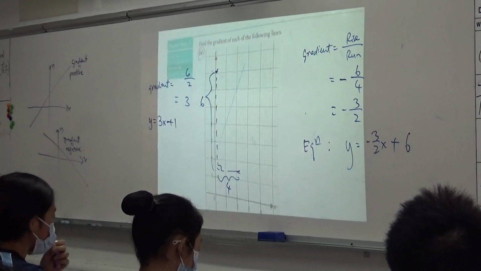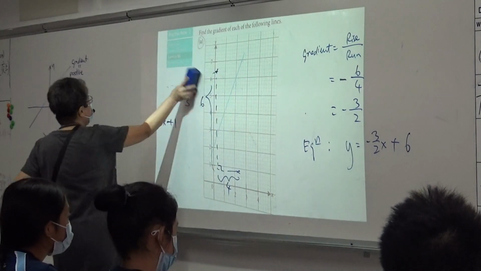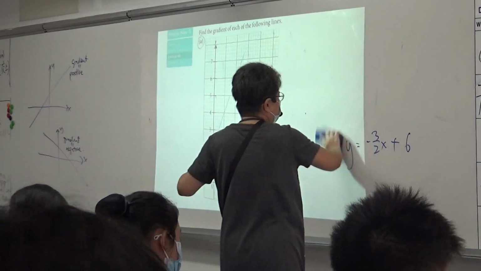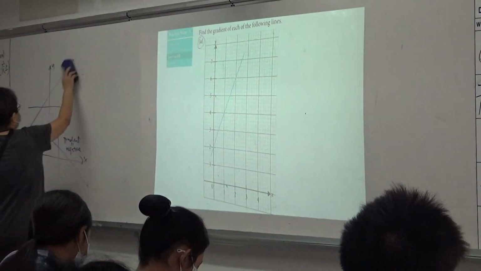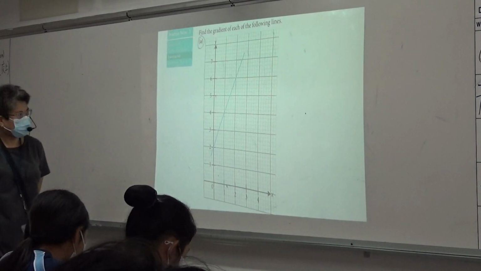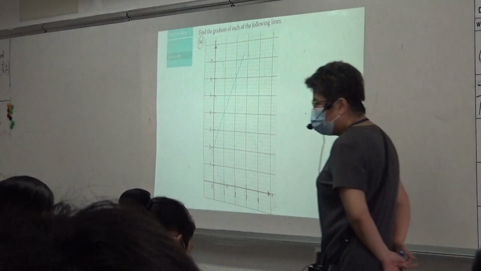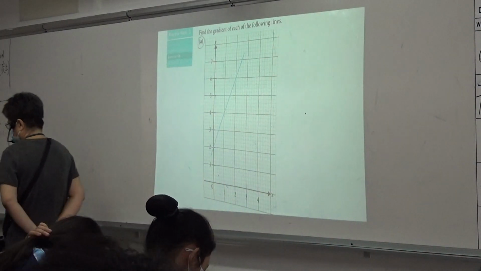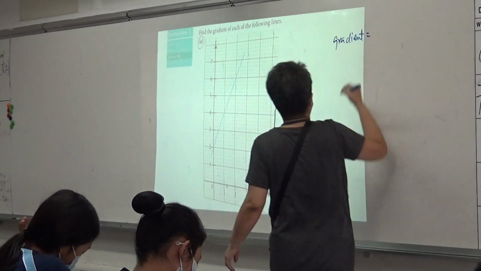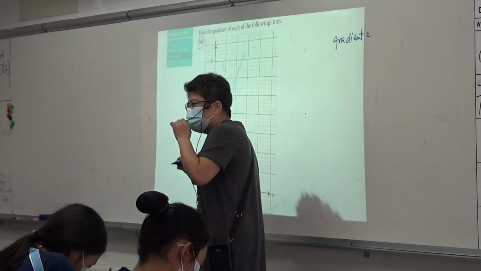I want all of you to look at Practice Now 3, part A. I want you to calculate the gradient for me. I only give you 1 minute. Find the gradient of this line. Choose 2 points, convenient points. So, what's your gradient? Okay, I know it's 2.